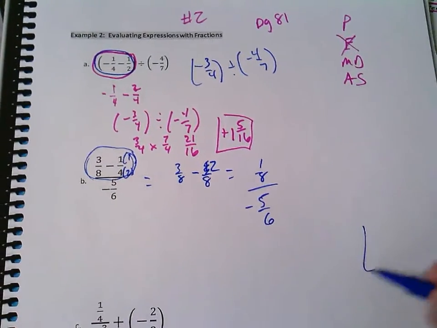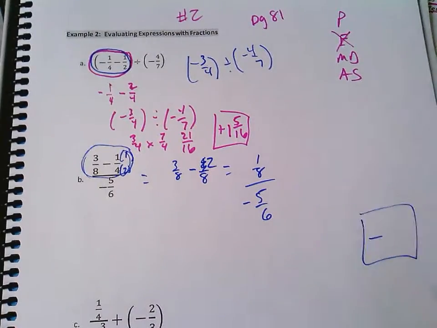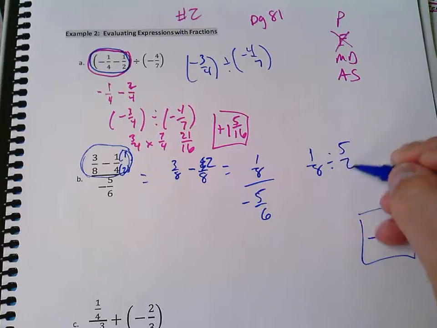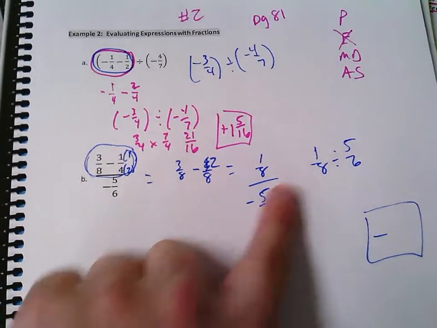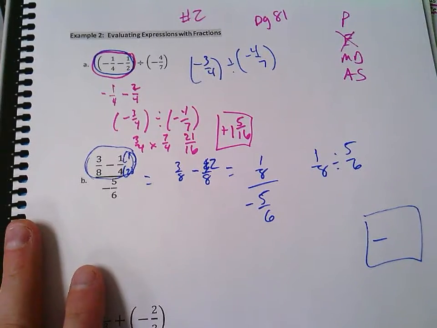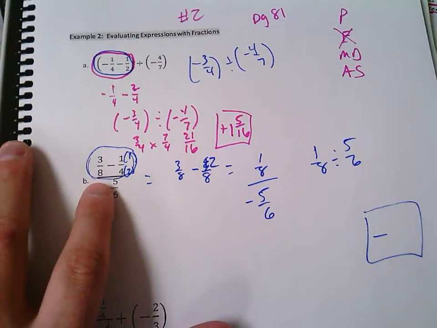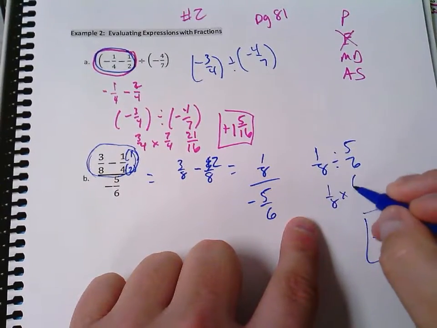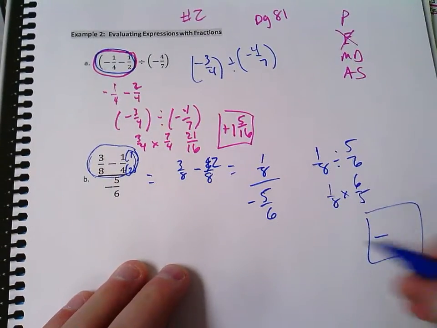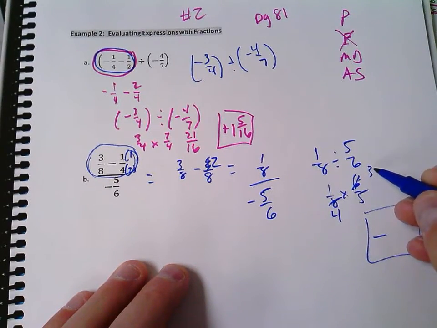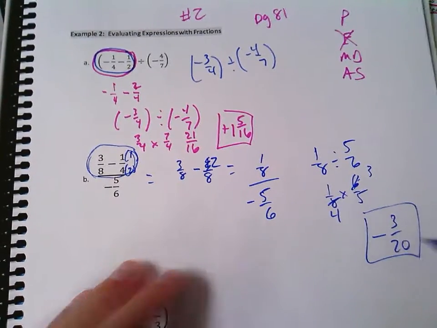I know my answer is going to be negative. I have a positive divided by a negative. 1/8 divided by 5/6. Okay, notice I took the negative out, but the reason I did is because I know the negative. I can only do that with multiplication and division, though. I can't do it when I'm combining. All right, so now, keep change flip, 1/8 times 6/5. We could do some cross canceling. 2 goes in here, 3 in here, 4. So we get 3/20.